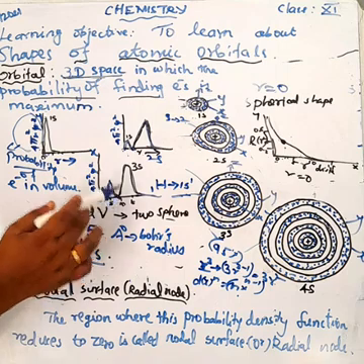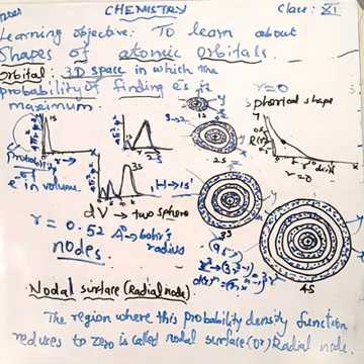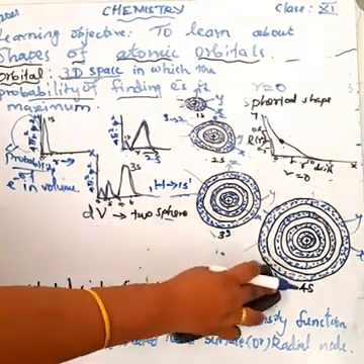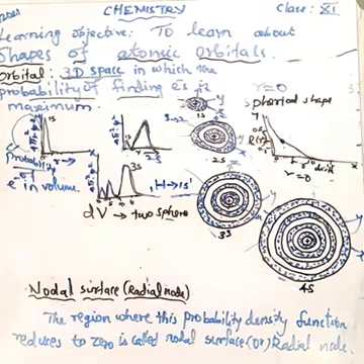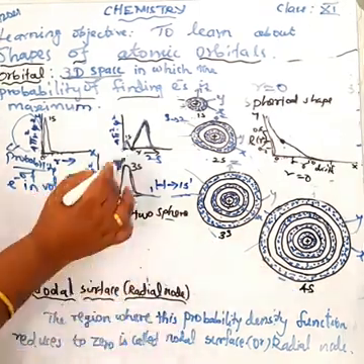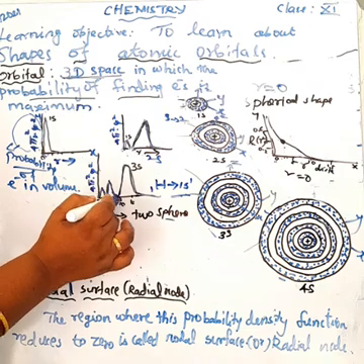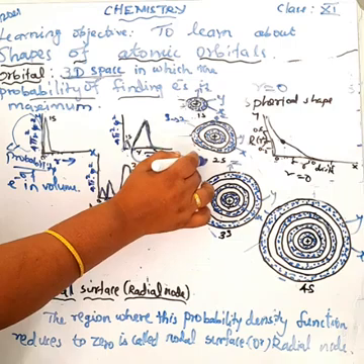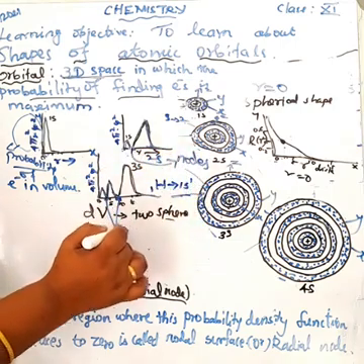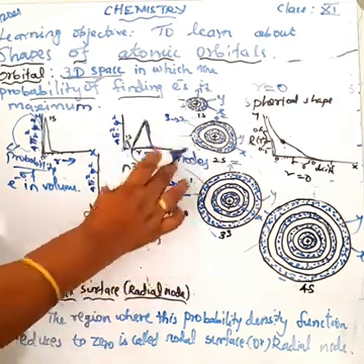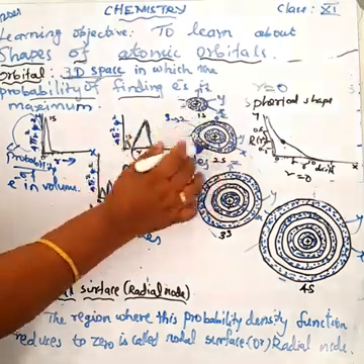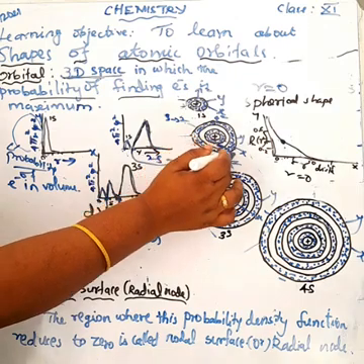Why is the node here? What is a node? The region where the probability density function reduces to 0. That space is called a node or nodal surface or radial node. Okay, when we look at the shape of the 2s orbital, first the 1s orbital, and then here the empty space. This empty space is called a node.